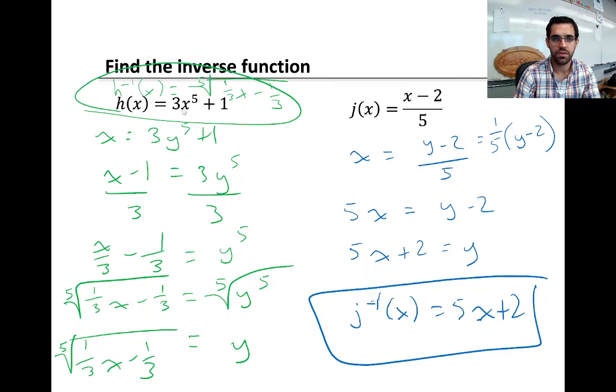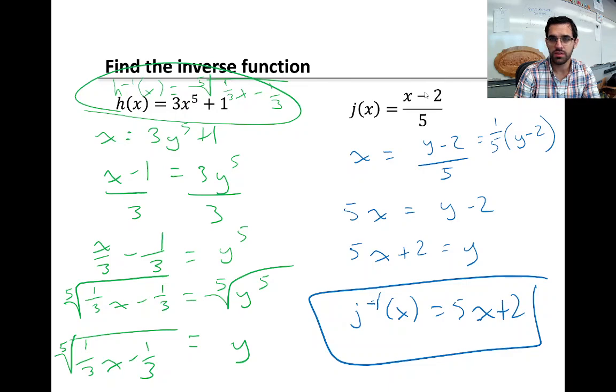All right, here's an x to the power of 5 function. If I'm going to find the inverse, I'm going to swap the x's and y's. The manipulation for solving for y, once we get y to the power of 5 by itself, to undo the power of 5, we're going to take the fifth root of each side. So the fifth root of y to the power of 5 is just y. The fifth root and the 5 exponent are inverse operations, so they cancel each other out. So our inverse function is the fifth root of 1/3 x minus 1/3. Boom.